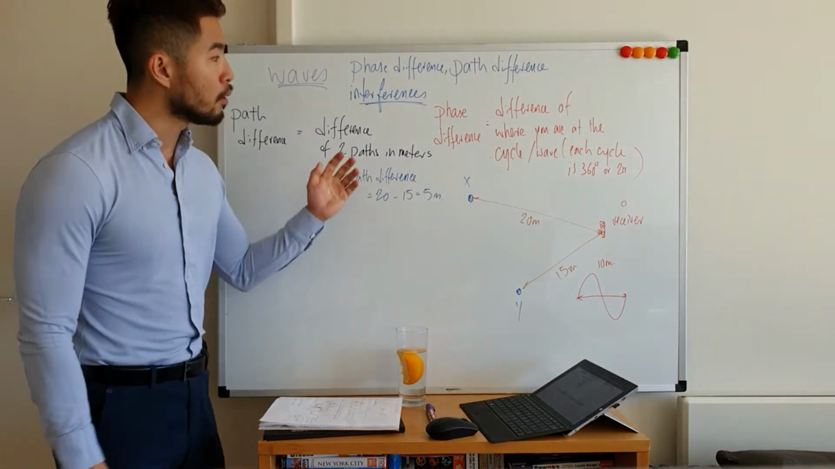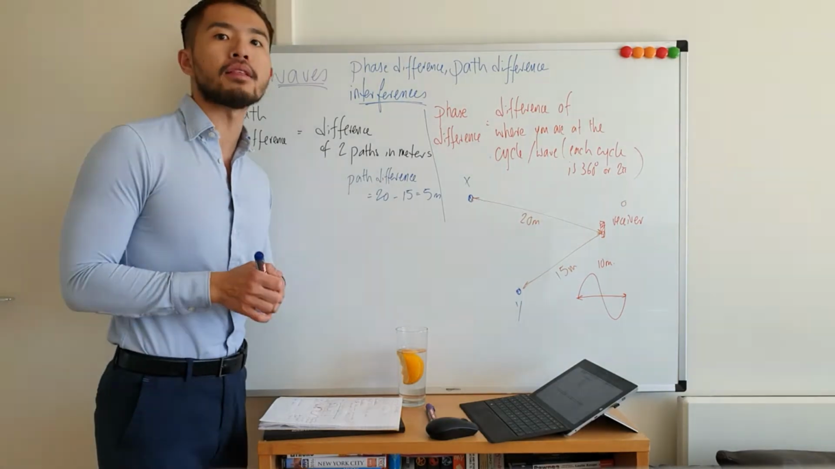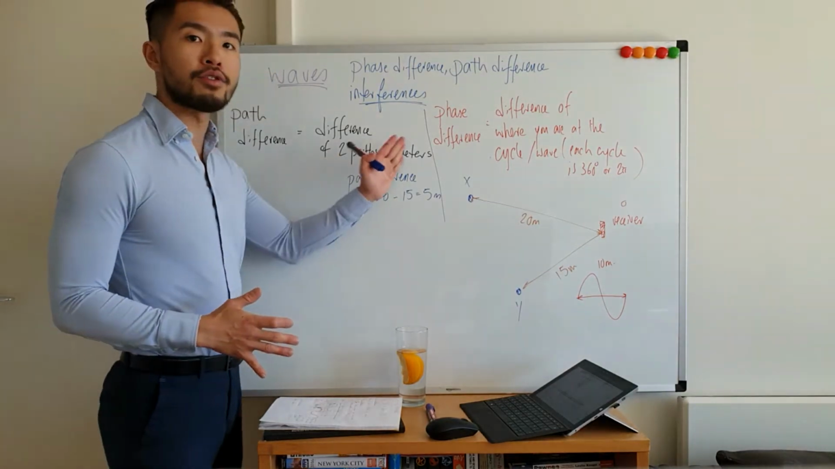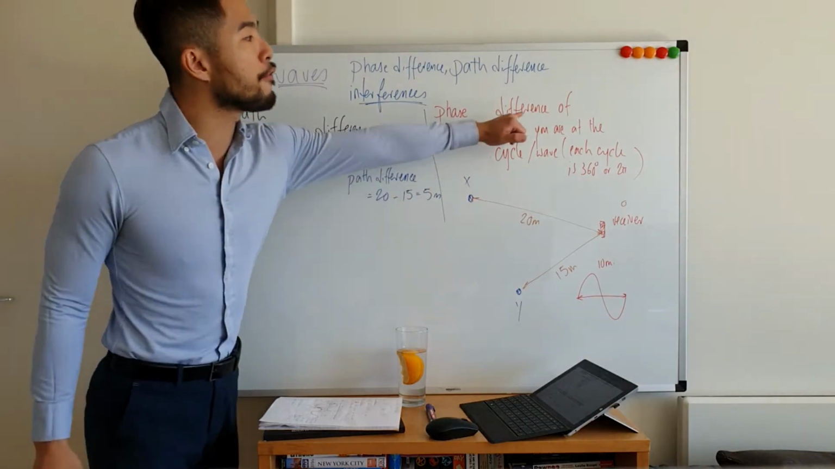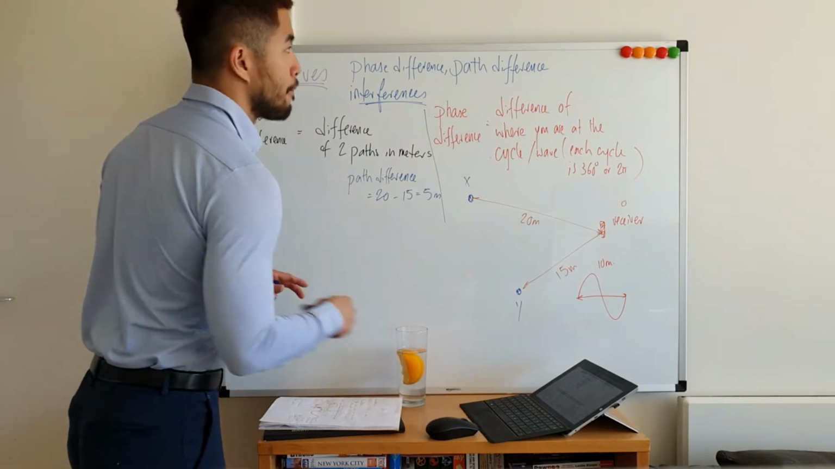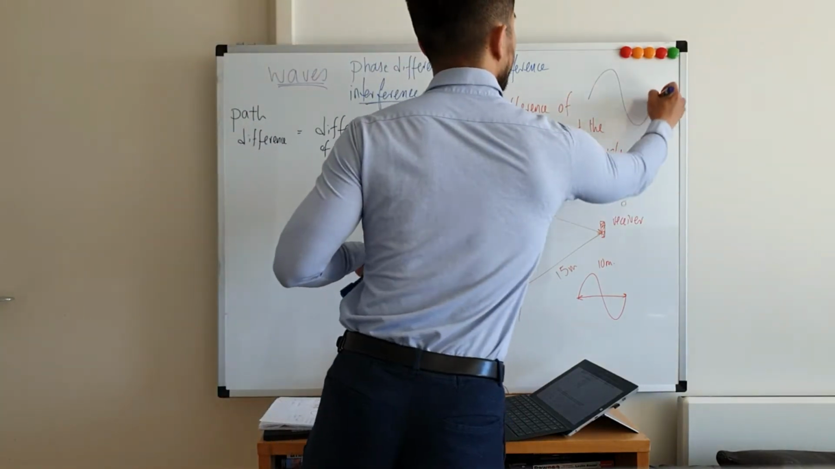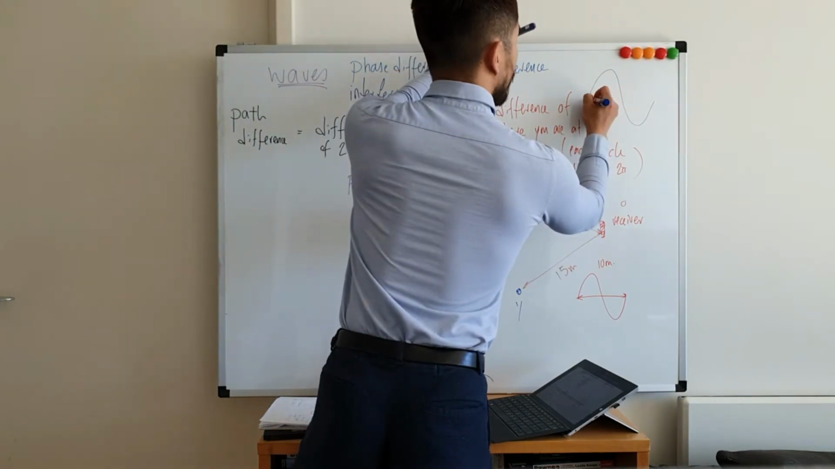Okay, so this relates to phase difference, but you don't need to have path difference to have a phase difference. Phase difference just means the difference of where you are in the wave or the cycle. For example, if I have a wave like this, this is one cycle.